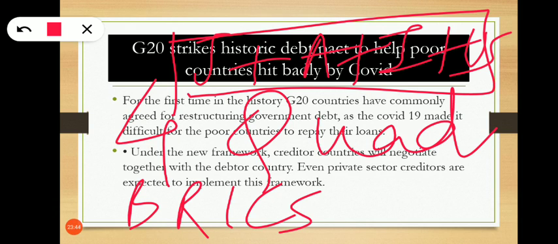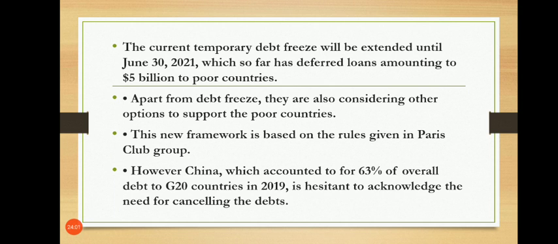Then the G4. G4 में आपके आते हैं the countries who want permanent seat in UNSC. तो आपके आ जाएंगे ब्राज़ील, इंडिया, जापान एंड जर्मनी. So these are the G20 countries. Okay, now we are moving ahead. The current temporary debt freeze will be extended until June 30, which so far has deferred loans amounting to $5 billion to poor countries.